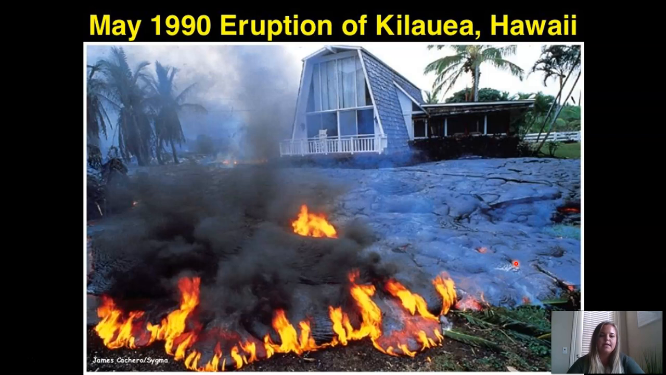This is from one of the May 1990 eruptions. So you can see it interacting here with brush, and you can tell that it quickly turns to fire. So when lava flows hit brush, which is very popular on the Hawaiian Islands, it generally turns into fire, so it causes an extra hazard rather than just the lava flow. Now things are on fire.